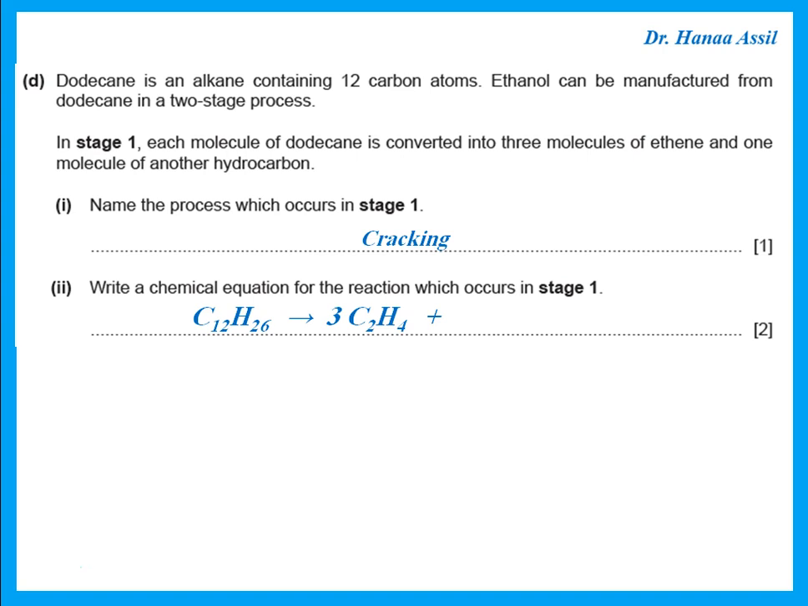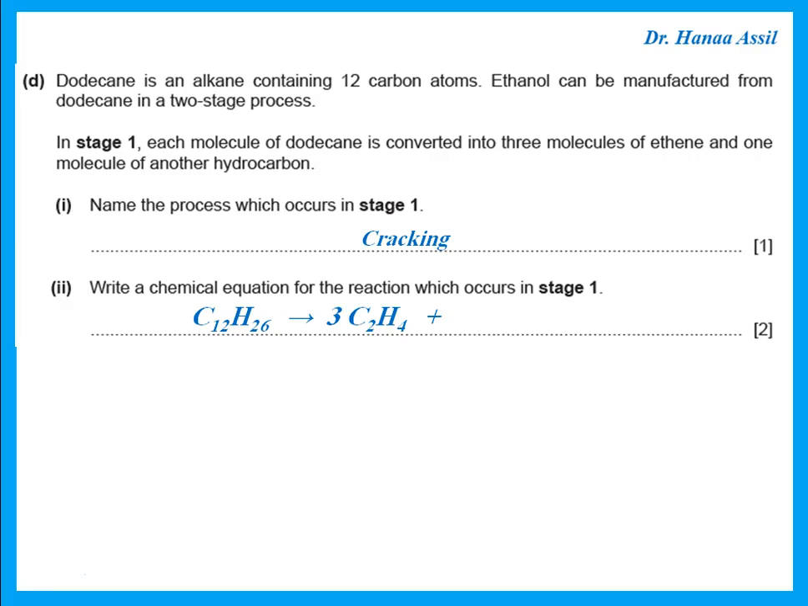And he's giving me, it is converted into what? 3 molecules of ethene. Ethene is something that has 2 carbons. Alkene means the hydrogens are twice the carbons. So ethene is C2H4, and he's telling me I have 3 of them. And 1 molecule of something else. All you need to do is what is left.